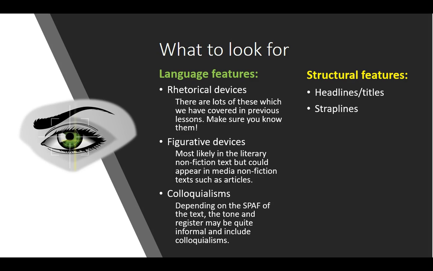With articles, look at strap lines. This is the little sort of, it's usually just a sentence underneath the headline that sums up the writer's attitude towards their subject matter. And that is a convention of newspaper, magazine articles and also reviews. So look for strap lines. Look for the use of subheadings. We would expect these again in articles.